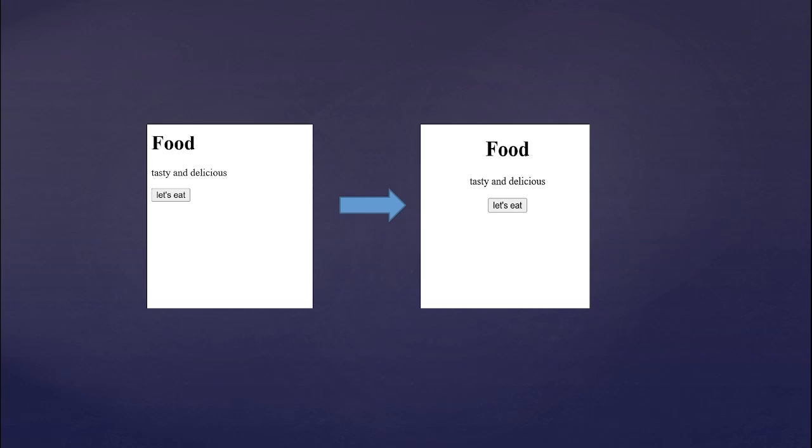In the last video, we built this web page. Now let's move this text into the center. To do this, we need CSS. Full form of CSS is Cascading Style Sheets. This is the basic structure of CSS.